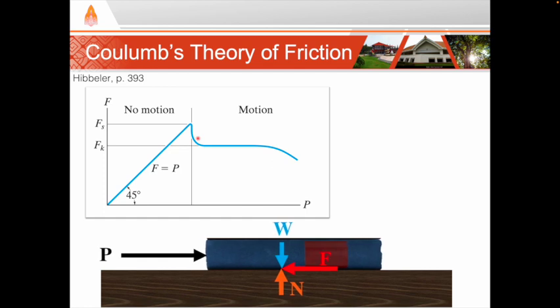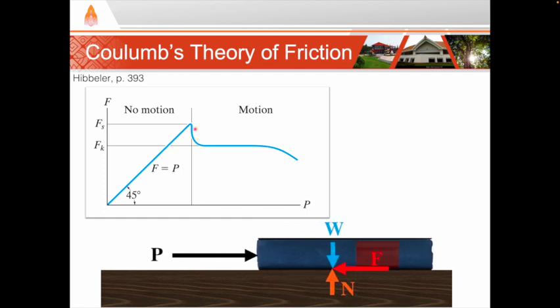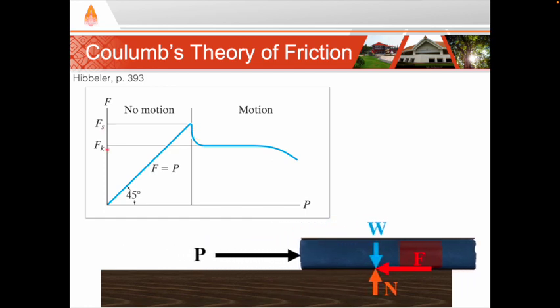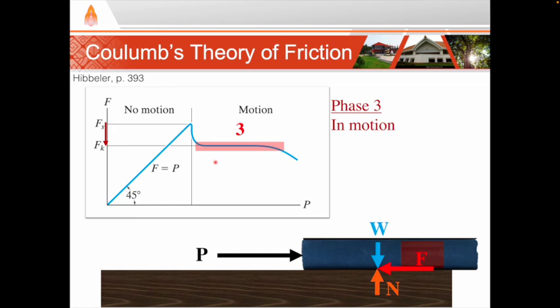Once in motion, the friction force actually decreases. In other words, if the object is moving, the object will slide more easily. This is phase 3, which we call in motion. At this point, the friction force is equal to the normal force times a new friction coefficient, which we call μk, and k is for kinetic.